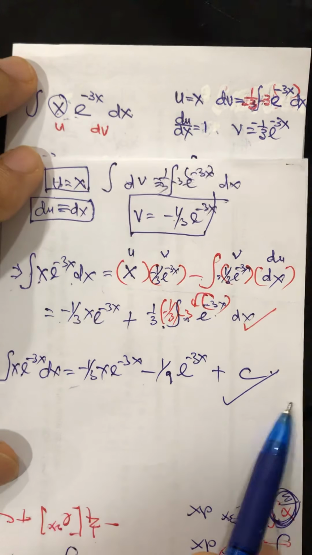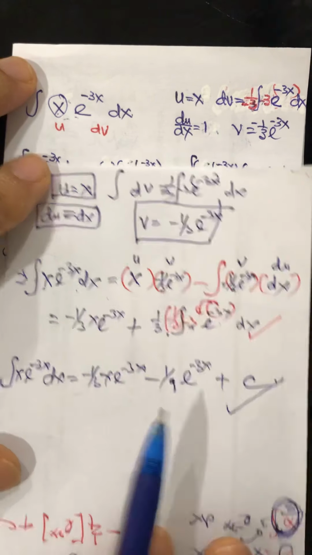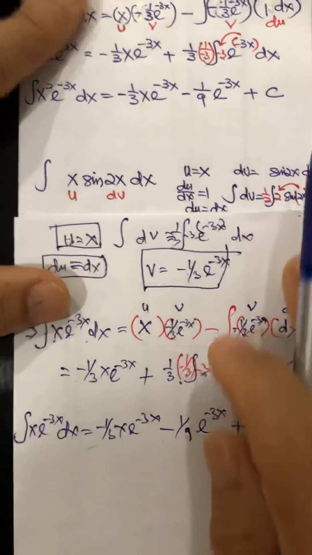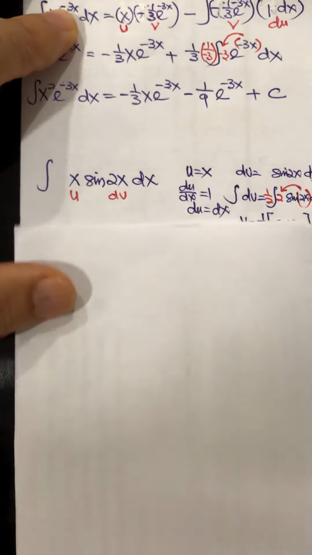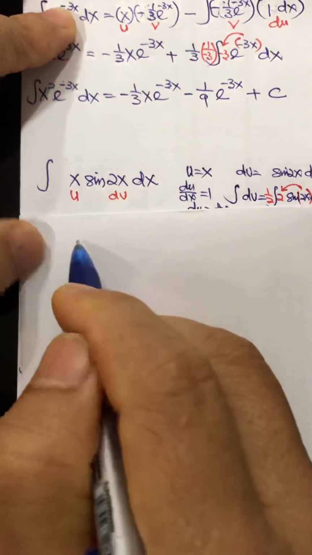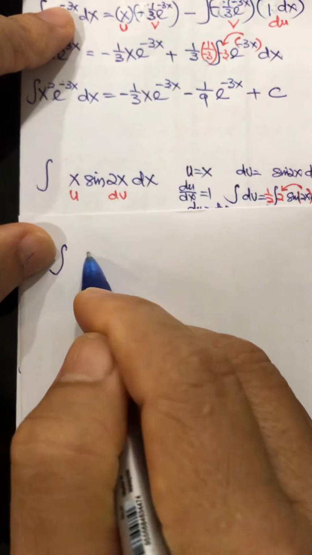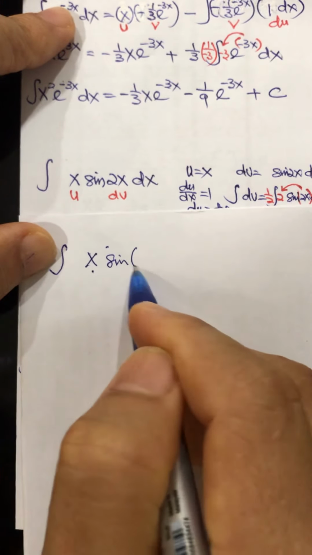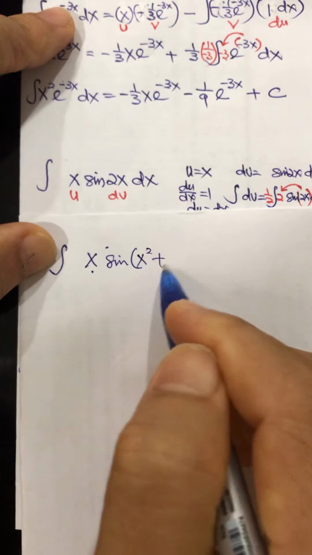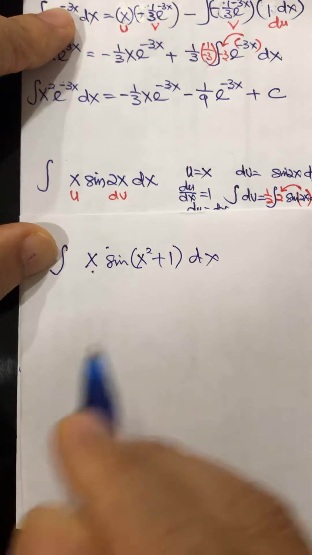This is called integration by parts. Okay, so now we go to the next one. Let's look at this one. Let's say I ask you to integrate x, this is algebraic, sine, trigonometric, of x squared plus 1. Let's say I want to integrate this.